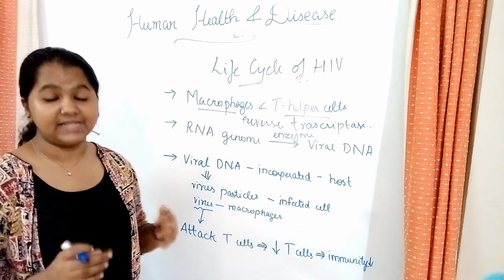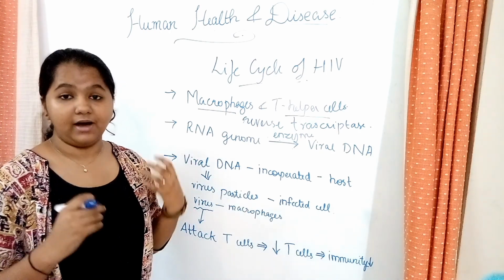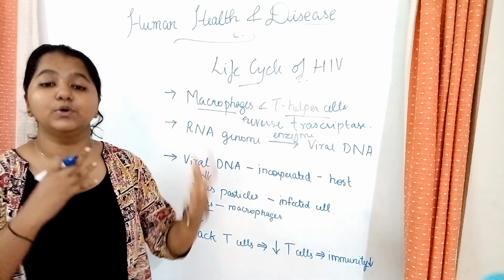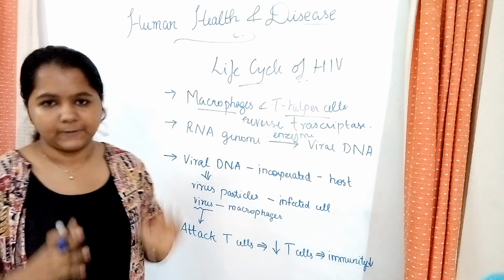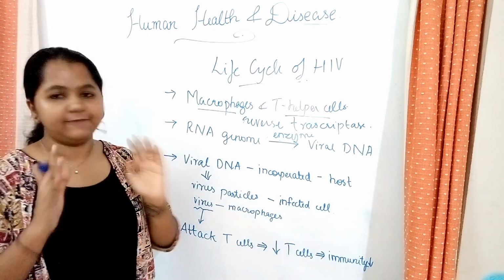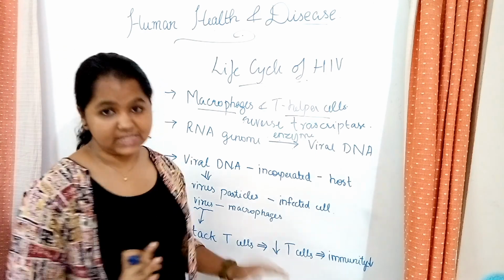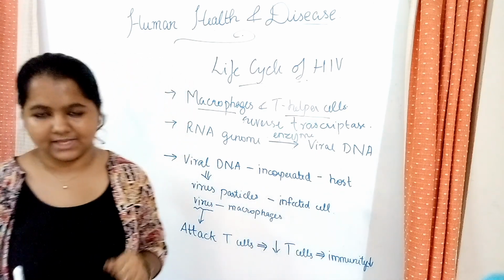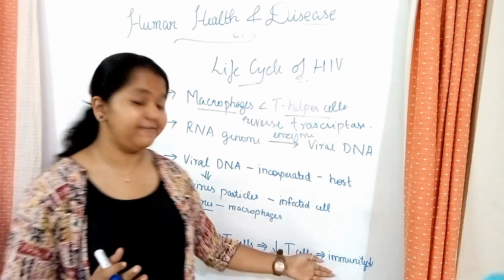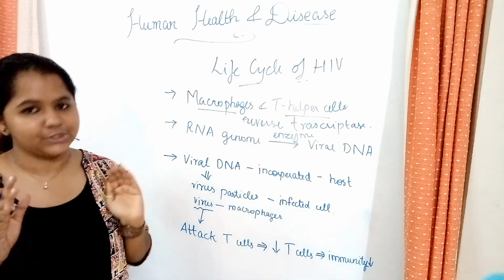Without the T helper cells, our immune system won't function properly. Because if B lymphocytes have to produce antibodies, T helper cells have to perform their function. So without that, B lymphocytes cannot do their function. So if they attack the T cells, what would happen? The number of T helper cells would decrease. That will affect the host's immunity, so the immunity will also decrease.